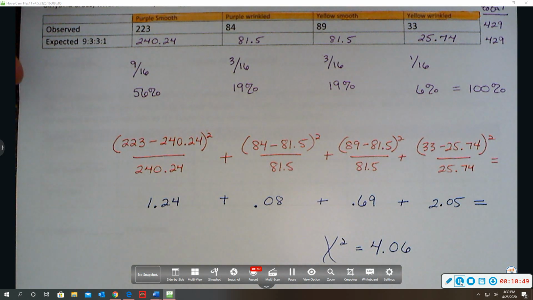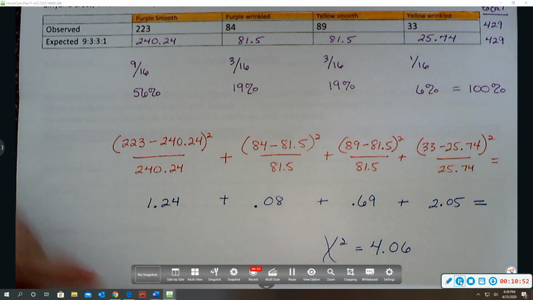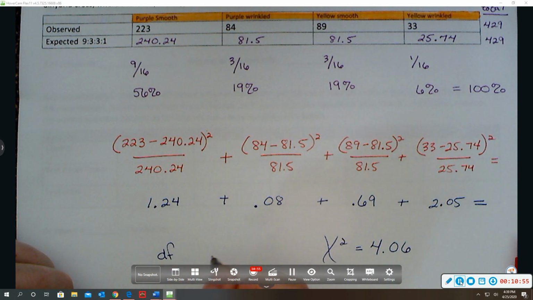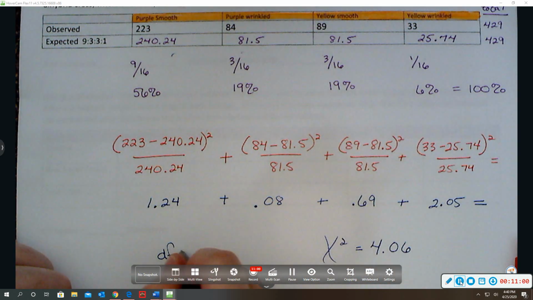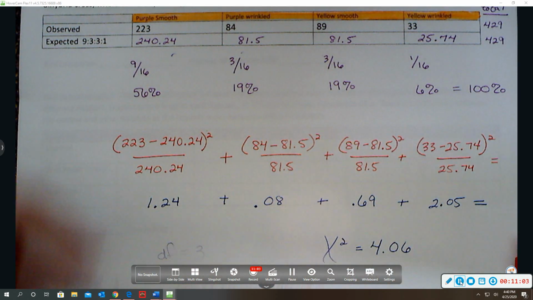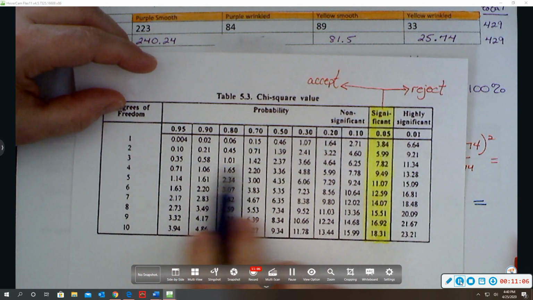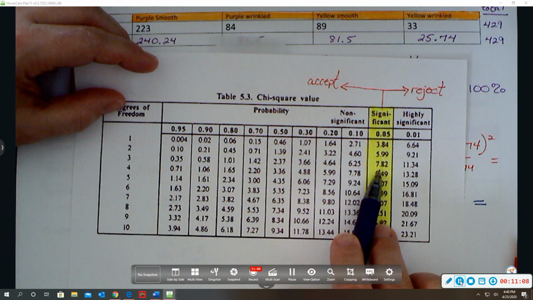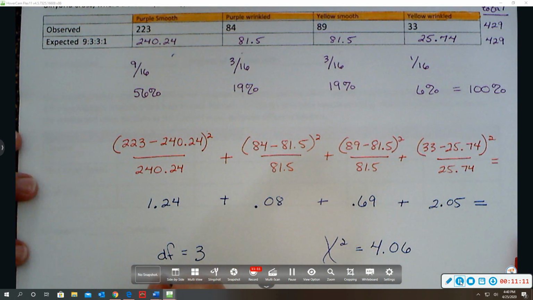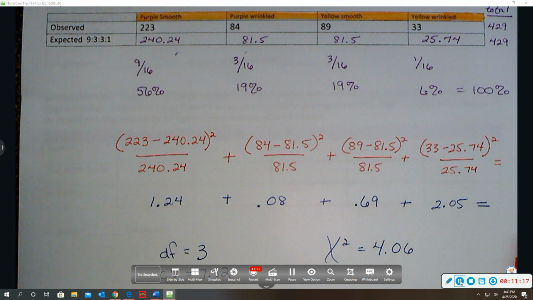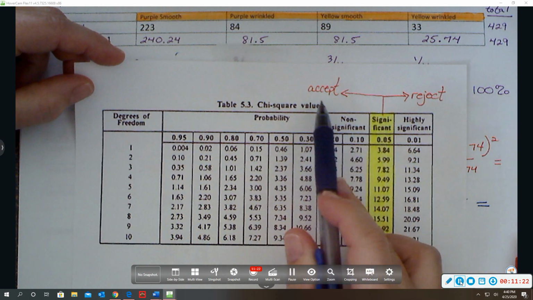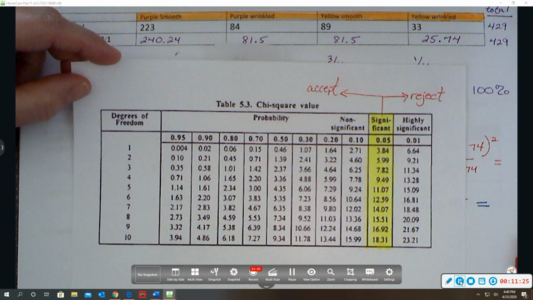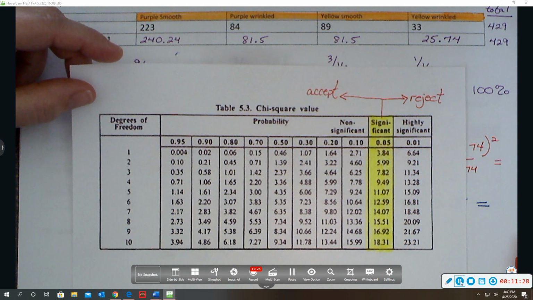It could happen. My degrees of freedom, I have 4 categories here. 1, 2, 3, 4. Minus 1 gives me 3 degrees of freedom. 3 degrees of freedom. My critical value is 7.82. Alright, so 4.06 is less than 7.82, so it looks like I'm going to accept my null hypothesis.